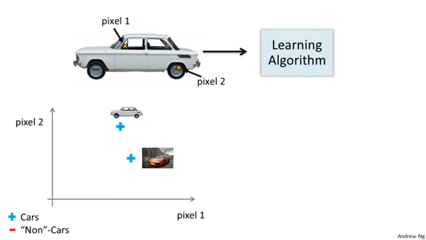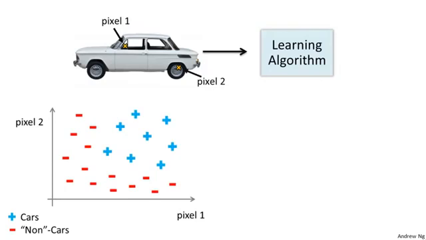And then let's plot some negative examples as well. That's a non-car, that's a non-car. And if we do this for more and more examples, using the pluses to denote cars and minuses to denote non-cars, what we'll find is that the cars and non-cars end up lying in different regions of the space, and what we need therefore is some sort of nonlinear hypothesis to try to separate out the 2 classes.